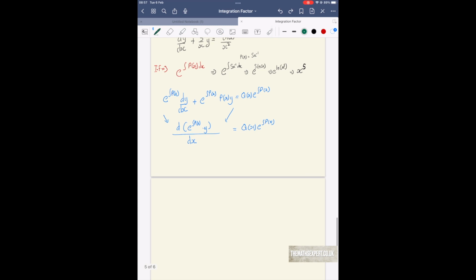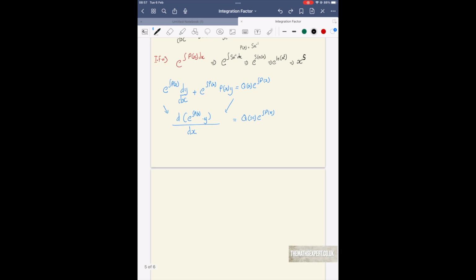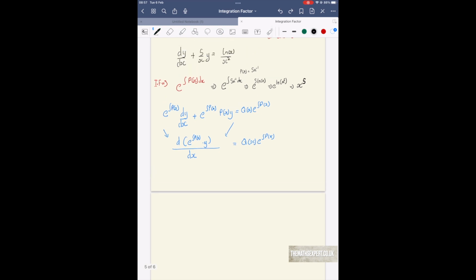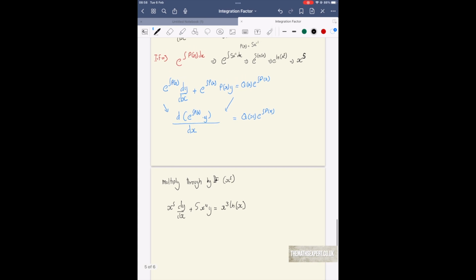Okay, so I'm going to simply apply it to our own question. First things first, I'm going to multiply through by the integration factor. And in our case, that's x to the 5. So it's x to the 5 times dy over dx plus 5x to the 4 times y equals x cubed ln x. Brilliant. Okay? And then remember what we just said on that bit.